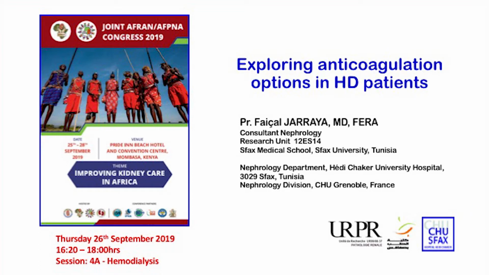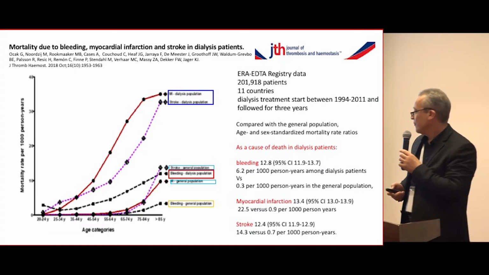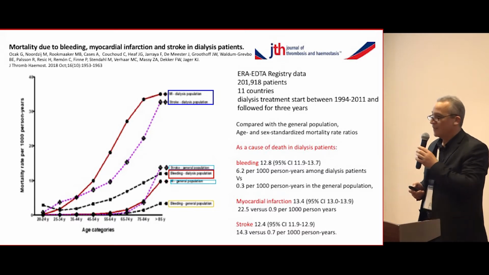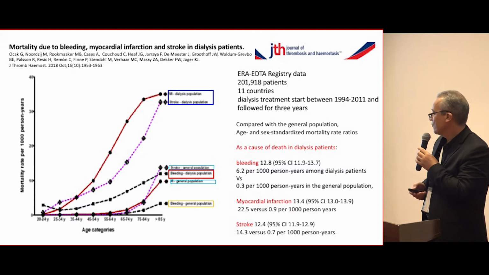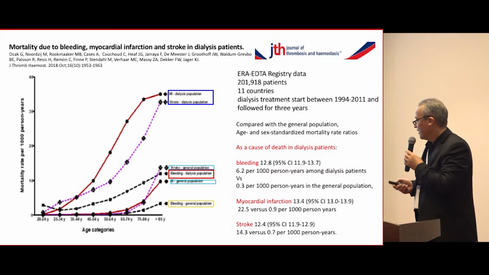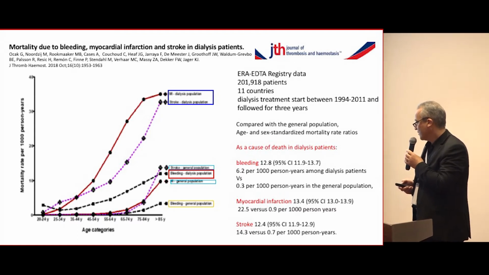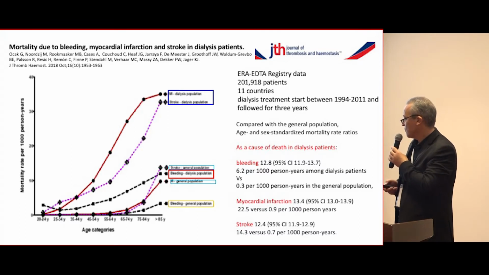The possibility of using anticoagulation on our patients. As already published by the HEMO registry regarding bleeding, myocardial infarction and stroke in dialysis patients, for more than 200,000 patients in this registry, it was shown that as a cause of death in dialysis patients, bleeding will increase the mortality, also the myocardial infarction and stroke as thrombotic events. And this was increased especially for patients with dialysis compared to the general population.